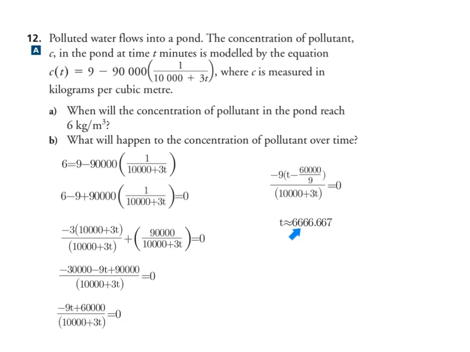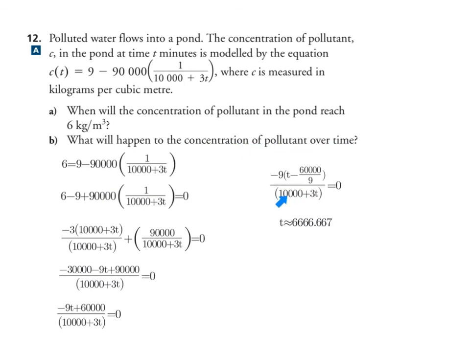So we can say after 6,666.667 approximately minutes, the concentration of pollutant in the pond will reach 6 kilograms per meter cubed. All right, part B, they want to know what will happen to the concentration of pollutant over time.